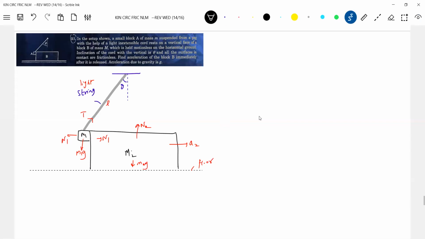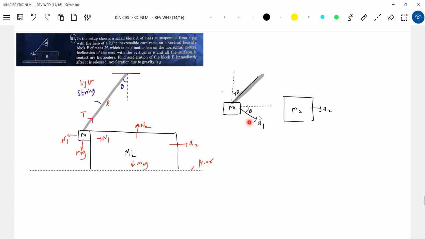Therefore, if I look at only the motion of the block, this is M1. Okay, this is theta. The block is going to have acceleration like this. The block and the wedge are in contact. To show things clearly, I made it this way. So this is the motion of the block, it will have acceleration in this direction.